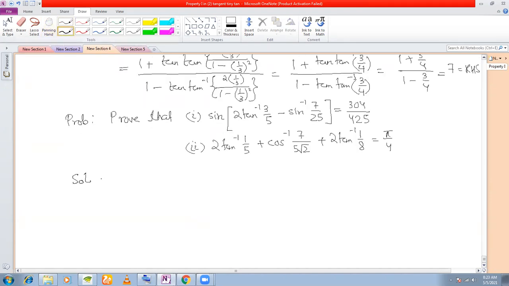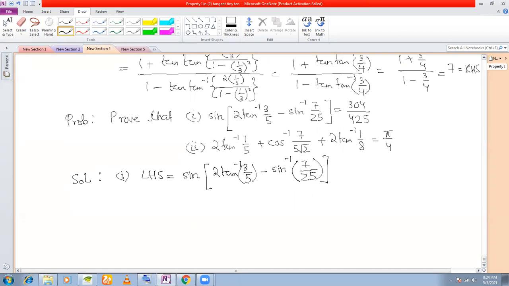Solution. We start with the first one and we start with the left hand side. First one. Left hand side is sine of 2 tan inverse 3/5 minus sine inverse 7 by 20.